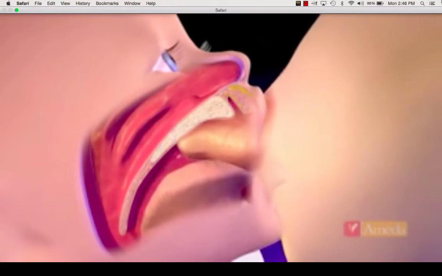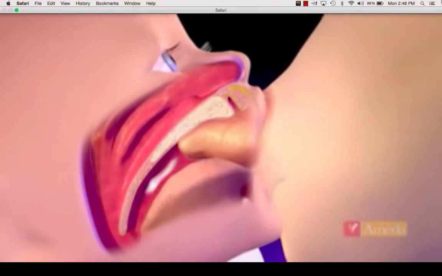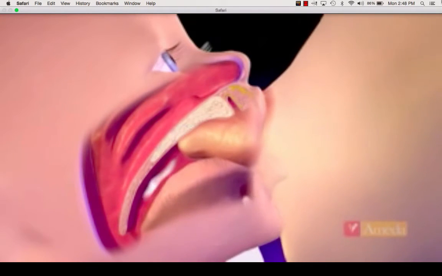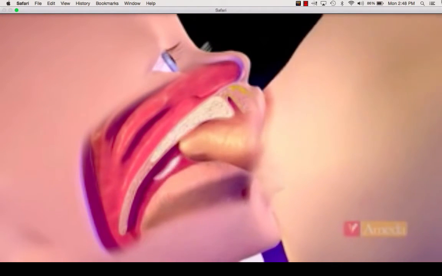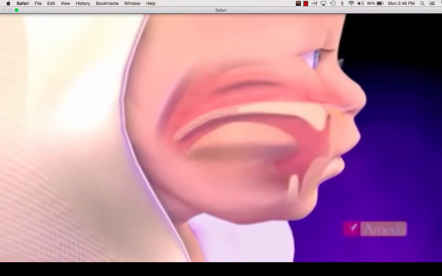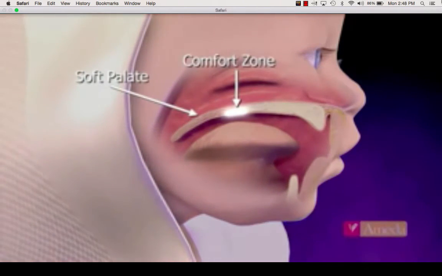If your baby breastfeeds with a shallow latch repeatedly, the friction and pressure may eventually cause you pain or even skin damage. Farther back in your baby's mouth, the palate changes from hard to soft. Some call the area near this soft palate the comfort zone. To get a better idea of where this is, use your own tongue to find your soft palate.